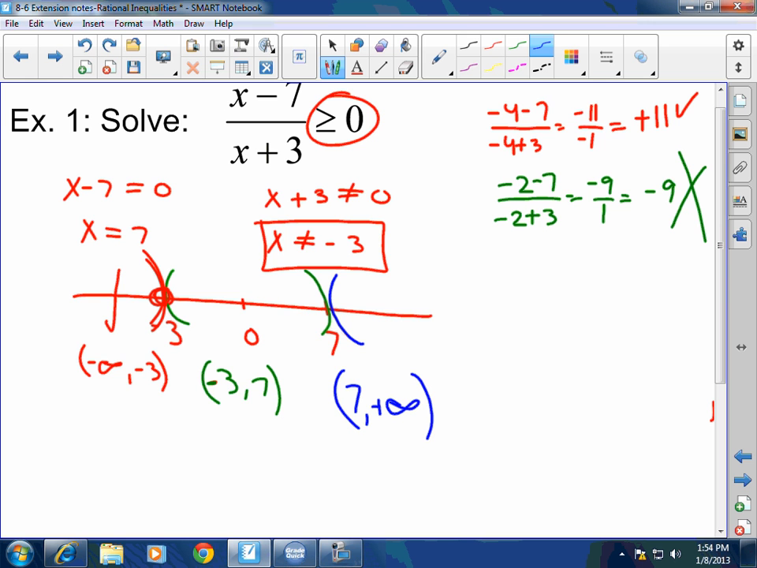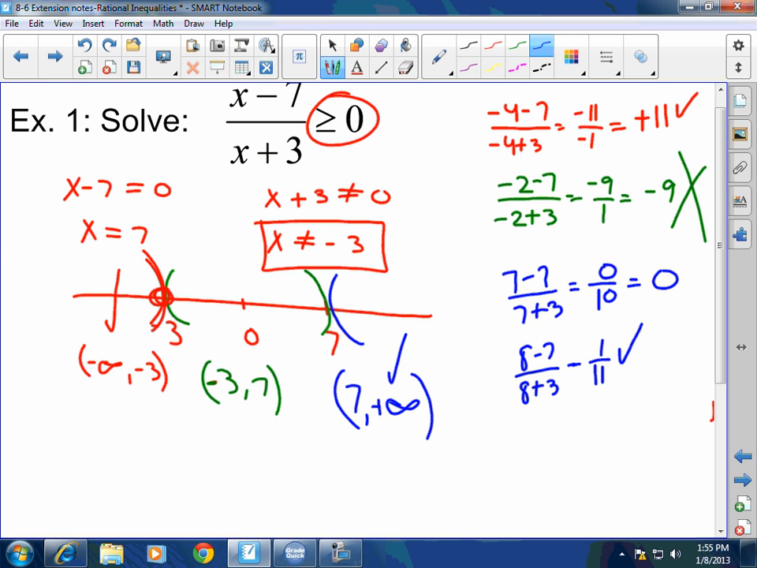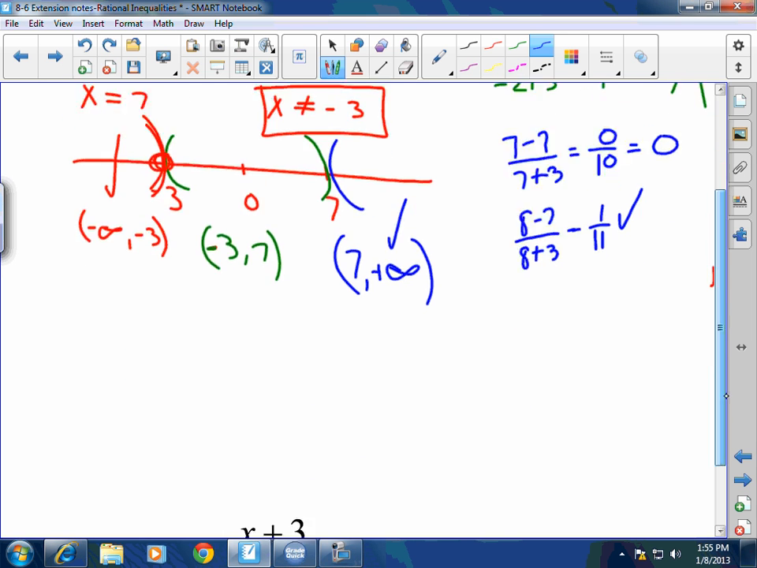And then last but not least, give me any value in the interval of 7 to infinity. Okay, they want to use 7 itself. That's fine. Let's do 7 itself. 7 minus 7 over 7 plus 3. Okay, that's 0 over 10. So that's not positive or negative. We're going to need another one. 8. Okay, so 8 minus 7 and 8 plus 3. That's going to be 1 over 11. That's positive, so that works as well.